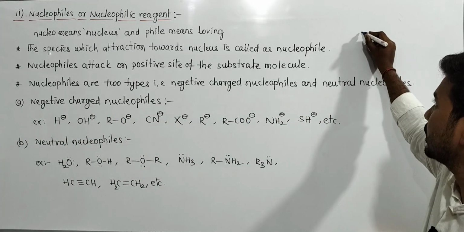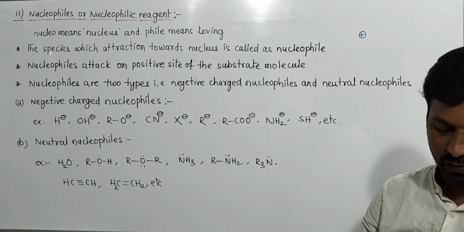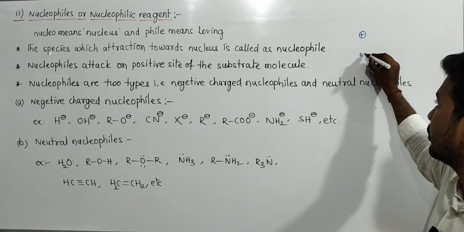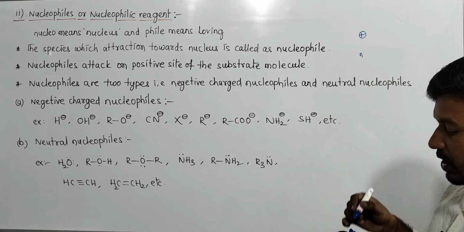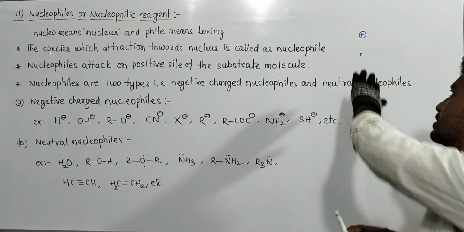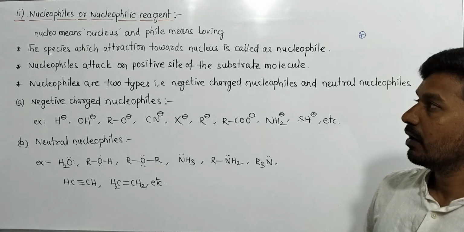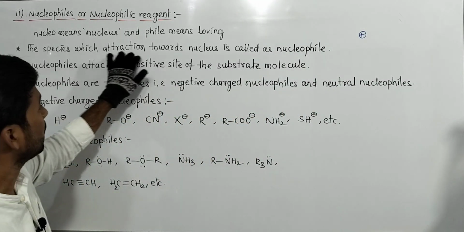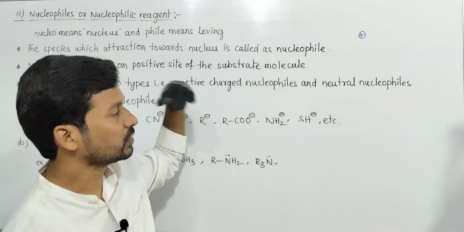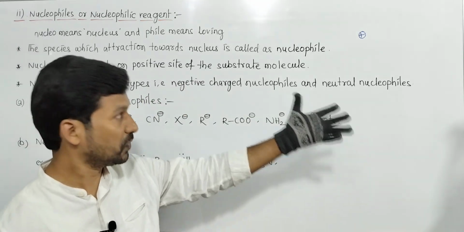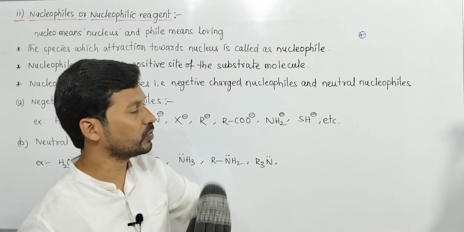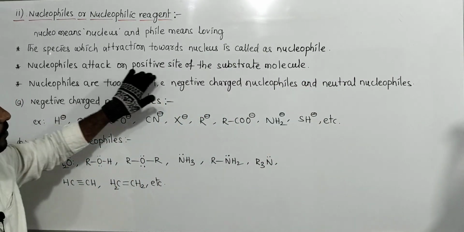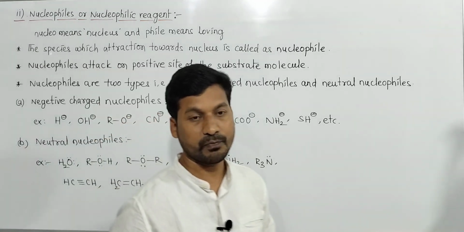What is the charge of the nucleus? Positive charge. So the species which love positive charge are negative, electron rich. Electron-rich species are always seeking positive charge. That's why electron-rich species are said to be nucleophiles. The species which has attraction towards positive charge is said to be a nucleophile. So a nucleophile attacks the positive site of a substrate molecule.